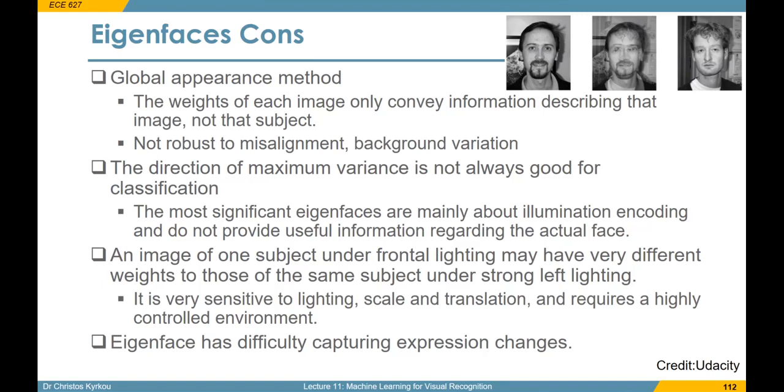Also, sometimes the direction of maximum variance that the PCA finds may not be good for discrimination. There are cases where this projection leads to really bad discrimination features. So for this reason, we have some other methods like Fisher faces, for example. And finally, EigenFaces can capture background information as well. So especially if we have images that are not perfectly cropped on the face, then it can lead to problems.